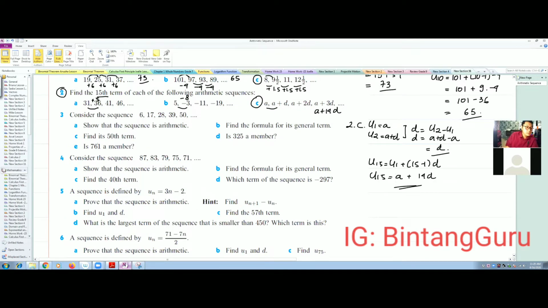Okay, number three. Show that the sequence is arithmetic. An arithmetic sequence has the same difference. So with U1, U2, U3, the difference U2 minus U1 should equal U3 minus U2. We find the next term minus the previous term and check whether the differences are equal. So 17 minus 6 equals 28 minus 17, so 11 equals 11. That's correct, so this is an arithmetic sequence because it has the same difference.